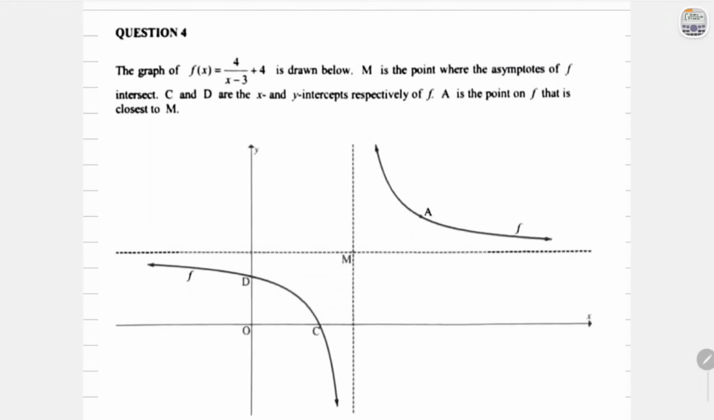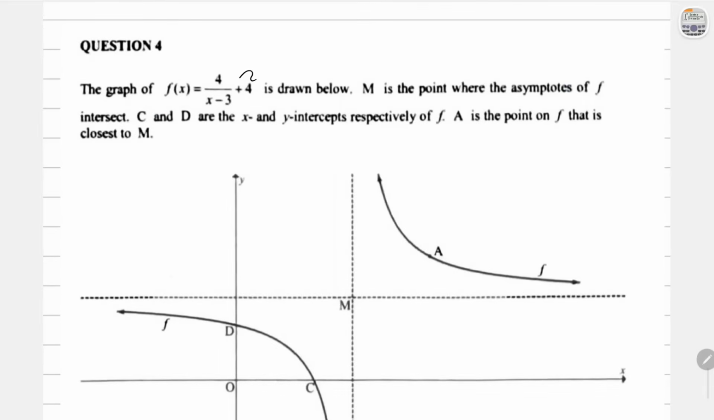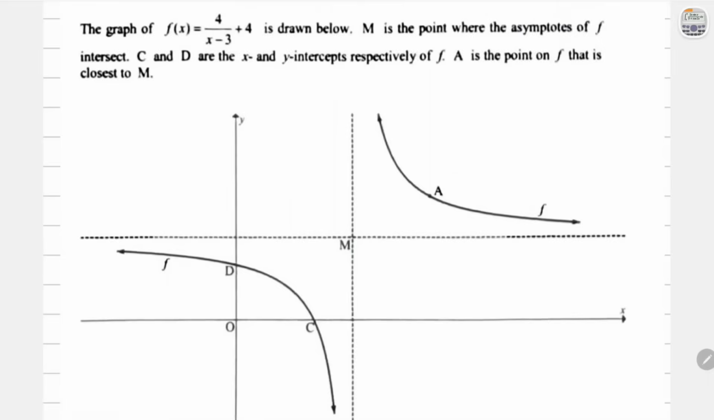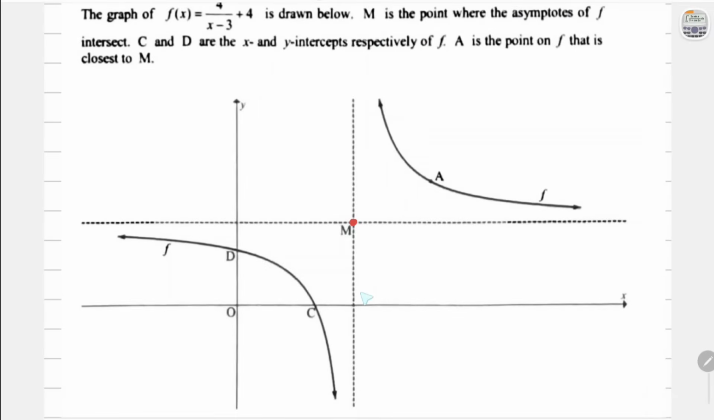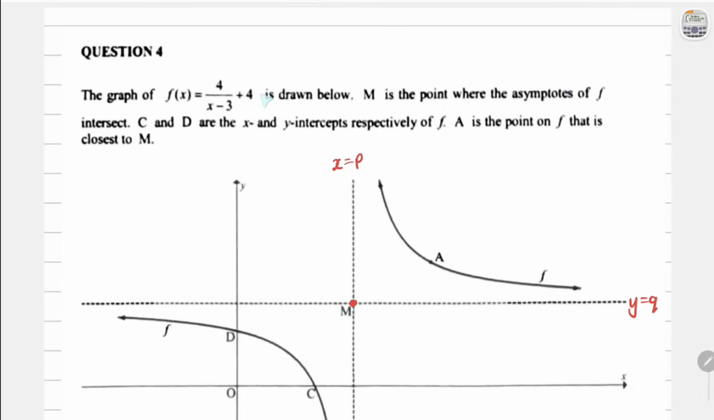This is going to be the function section of the May June 2025 paper 1 exam. We have question 4, and question 4 says the graph of f of x is equal to, and they give us a hyperbola, is drawn. Now M is the point where the asymptotes of f intersect. Remember what that point is: the x value is whatever the x value of your vertical asymptote is, which is that p value, and the y value is whatever the y value of your horizontal asymptote is, which is that q value. Just keep that in mind.